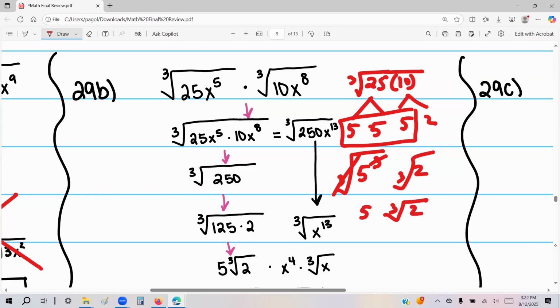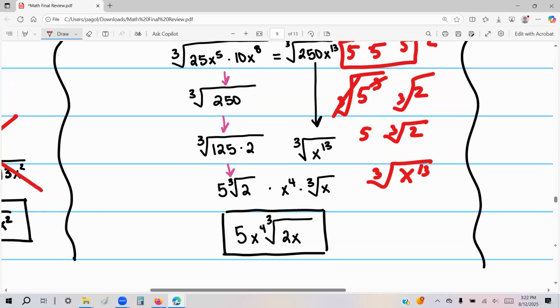Now for the variable, this time we have the cube root of x to the 13. 13 is 12 and 1. So you have x to the 12 and x to the 1 under the cube root. Now 12 divided by 3 gives you 4 of them. And the next one you cannot do anything with, so you leave it alone.